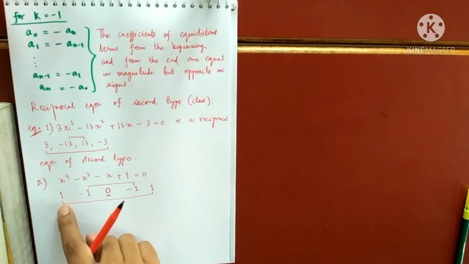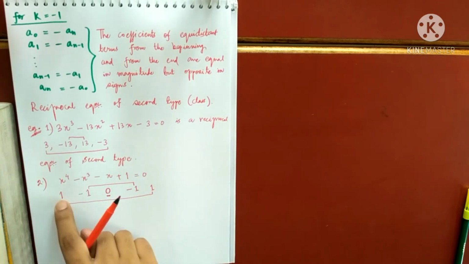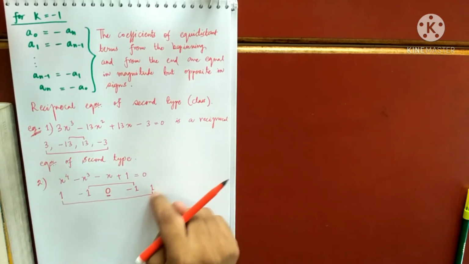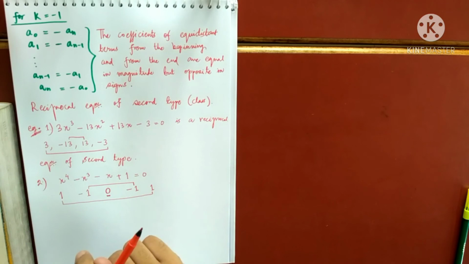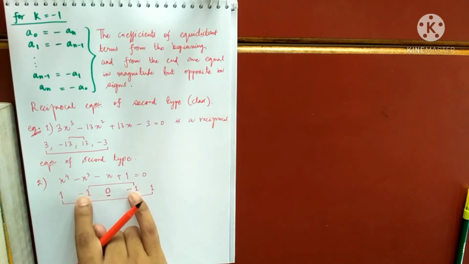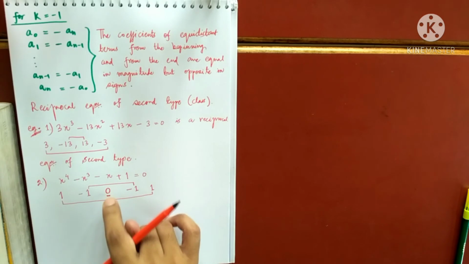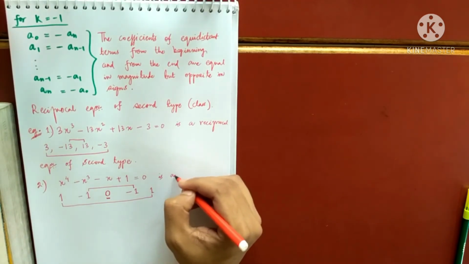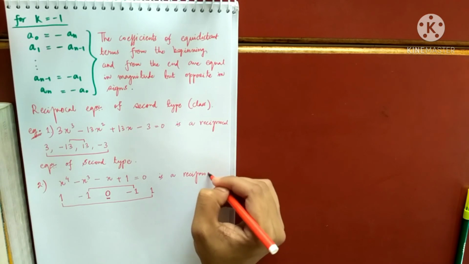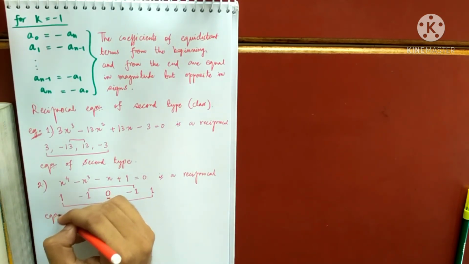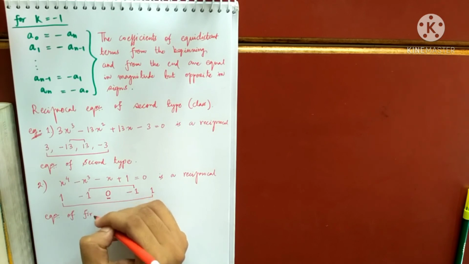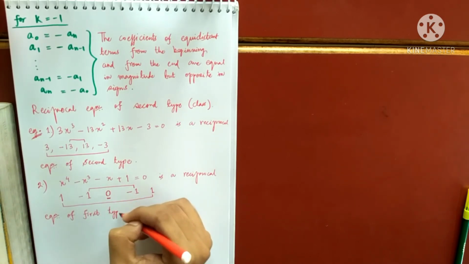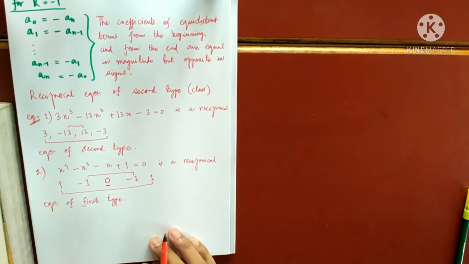So again, the coefficients from the beginning and from the end are equal in magnitude and same in sign. Same in sign means these two must have the same sign, these two must have the same sign, and this should have the same sign as itself. So this is a reciprocal equation of the first type. Did you get it? Any confusion, any doubts? Just one more example.